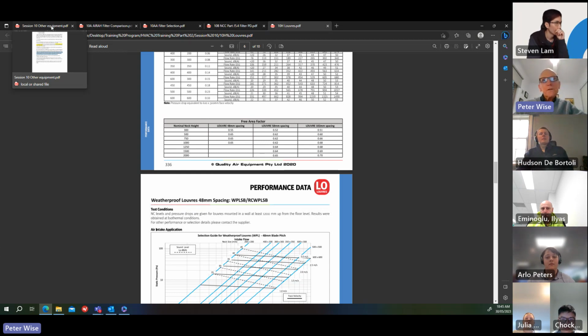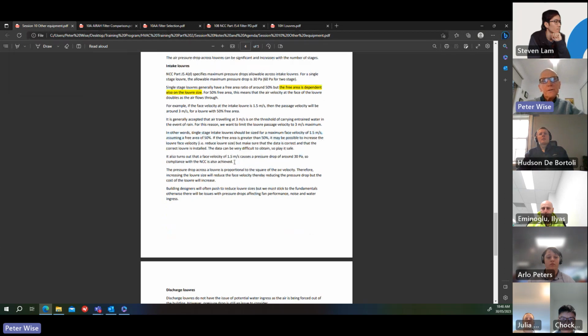It turns out that a face velocity of 1.5 metres a second tends to cause a pressure drop around 30 pascals. So compliance with the NCC is achieved in that case. But don't take my word for it. You need to check that. But these things kind of just come together. If you follow the basic rules of thumb, they do work. And you end up with the result that you need. And the NCC is written by people who've worked in the industry and understand how these things occur. And they try to be practical in most cases.